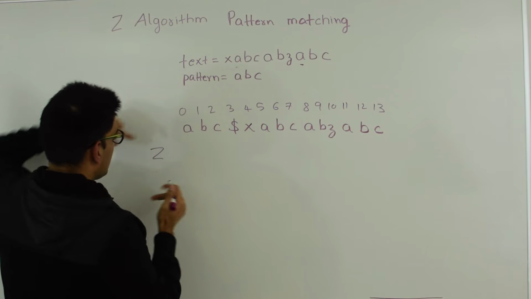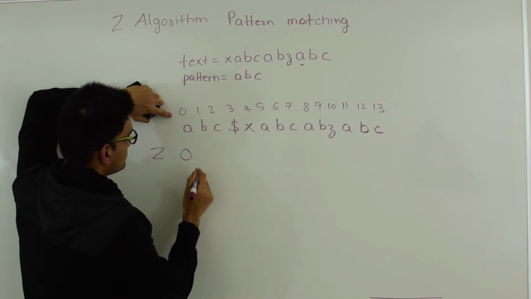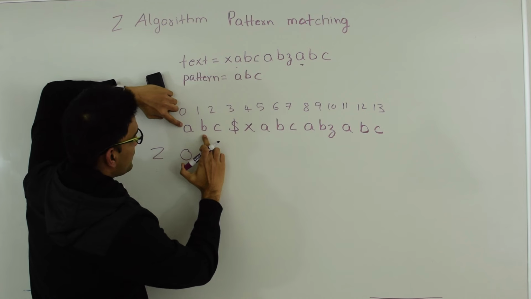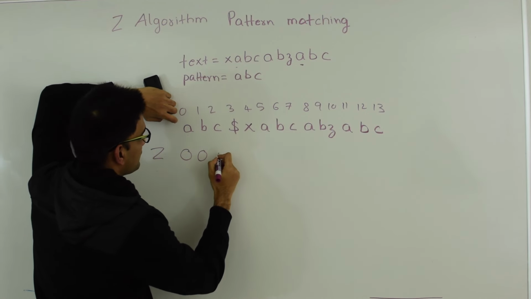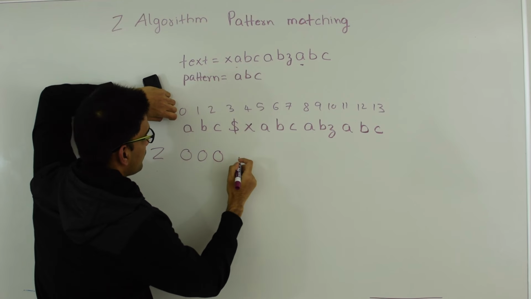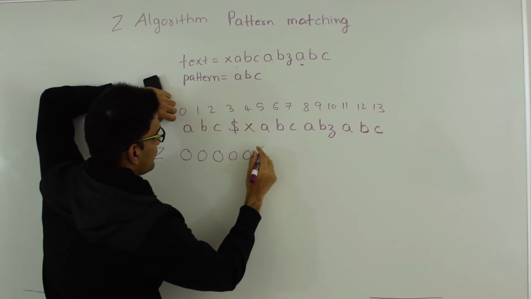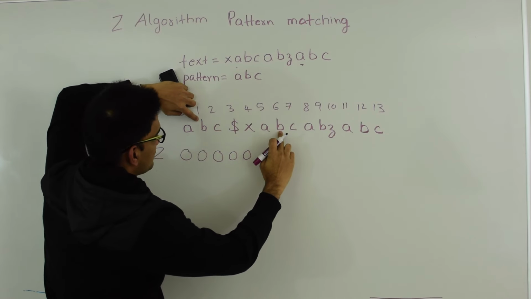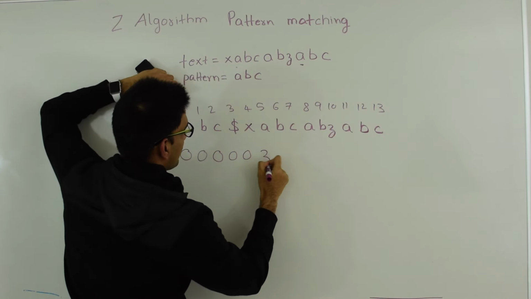So let's do that. So value at position 0 is not important, so I'm just going to put a value 0. So now I'm going to compare this B and this A and that is not same, so this is 0. I'm going to compare this C and this A, it's not same, 0. Dollar and A is not same, so this is 0. This X and A is not same, so this is 0. This A is same as this A, this B is same as this B, this C is same as this C, this dollar is not same as A, so this is 3.